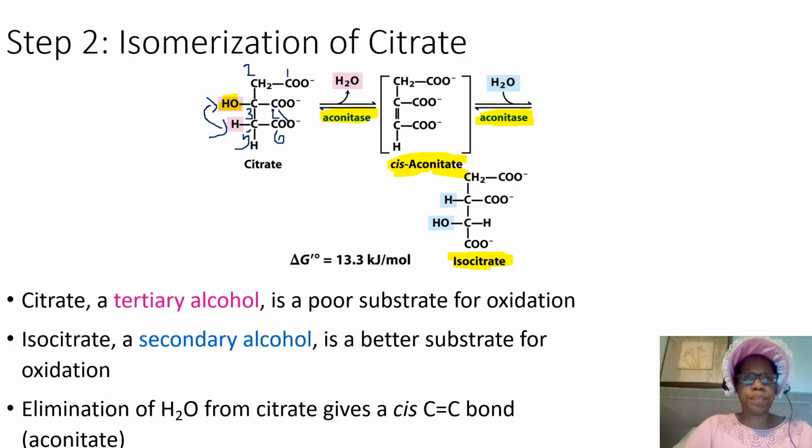So the citrate is a tertiary alcohol. It's a poor substrate for oxidation, which is coming up in some subsequent steps. So then we make isocitrate, a secondary alcohol, because it's a better substrate for oxidation.